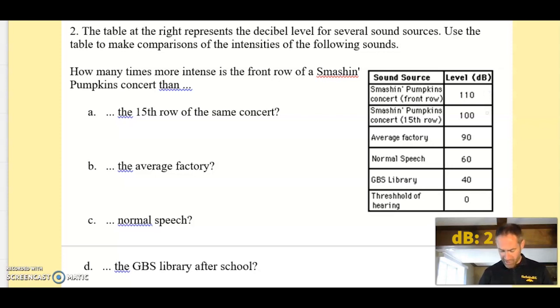Well, at first you can see that the 15th row of the same concert is 10 decibels different. So I would have to add 10 decibels to go from that 15th row to that front row. And so that means the front row is 10 times as intense.